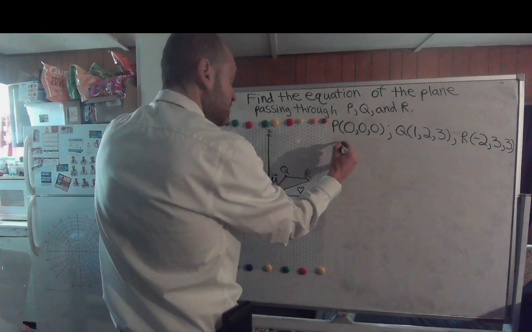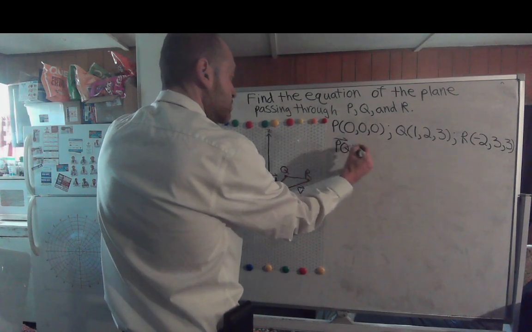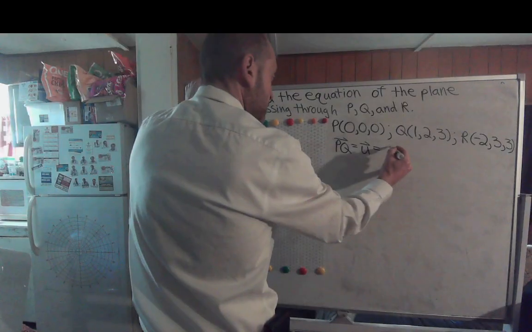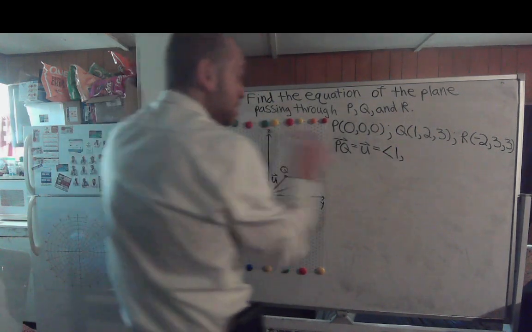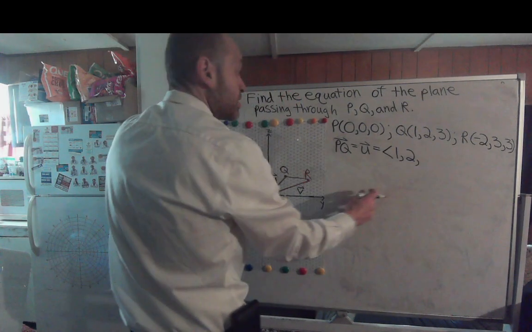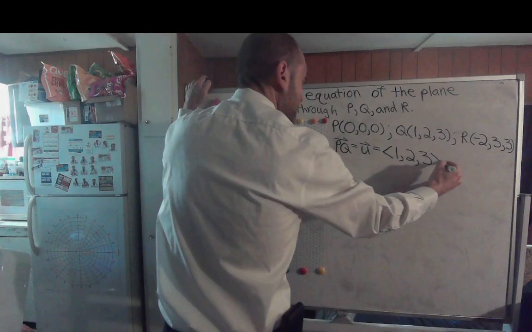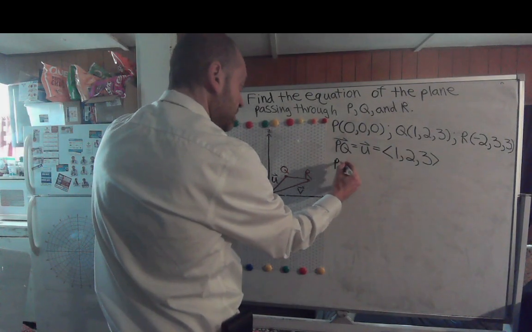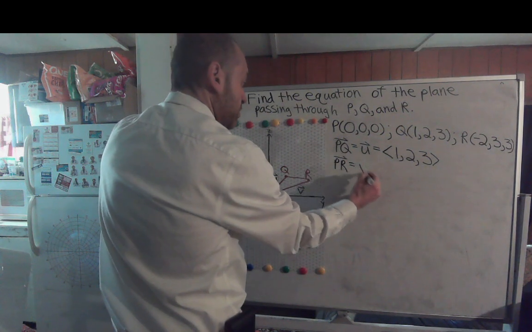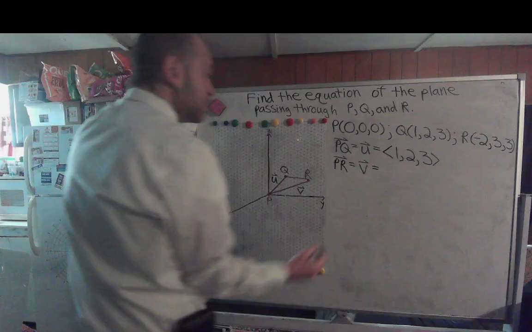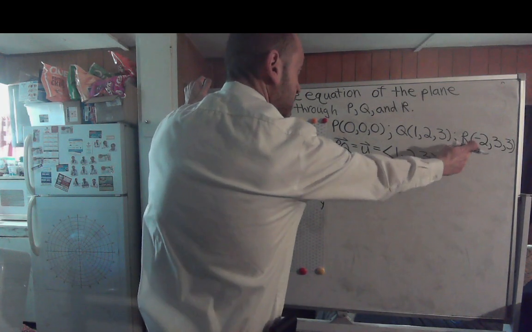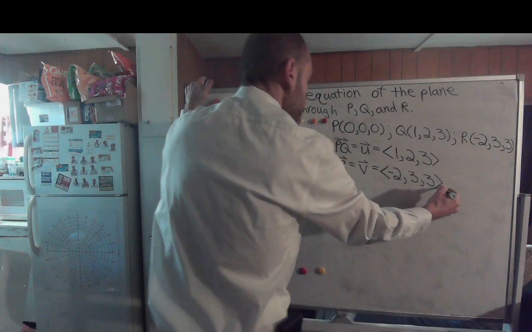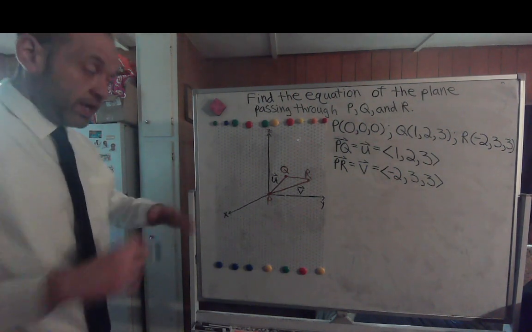So vector PQ, which we're going to call vector u, is going to be 1 minus 0 is 1, 2 minus 0 is 2, 3 minus 0 is 3. So we've got vector u being 1, 2, 3. Now we need to find vector PR, which will be our vector v. P to R would be a vector of -2, 3, 3. All right, great, we got our vectors.